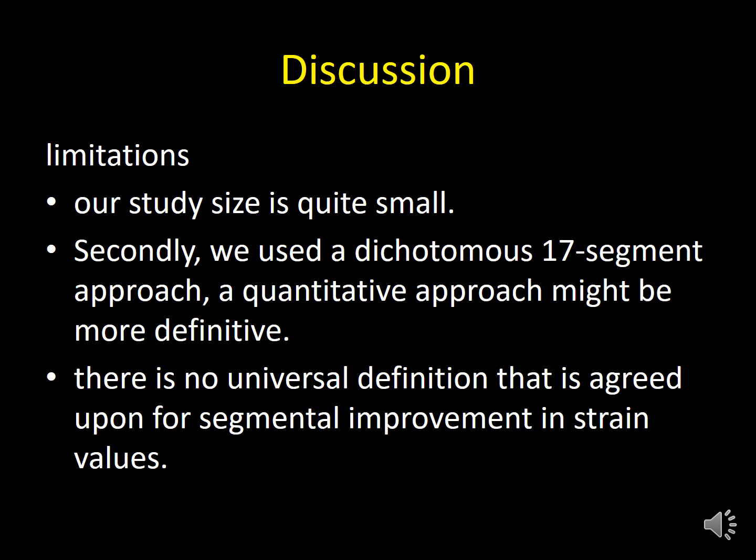Our study has several limitations. Firstly, our study size is quite small. Secondly, we used a dichotomous 17 segment approach for presence or absence of myocardial deformation and CMR parameters; a quantitative approach might be more definitive. Thirdly, there is no universal definition that is agreed upon for segmental improvement in strain values.